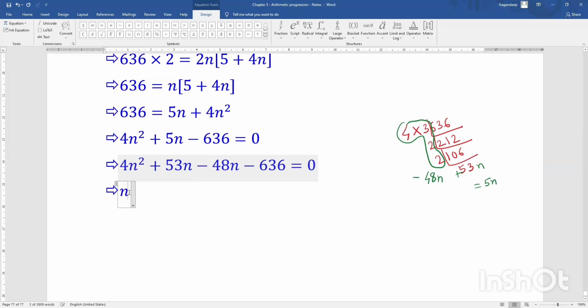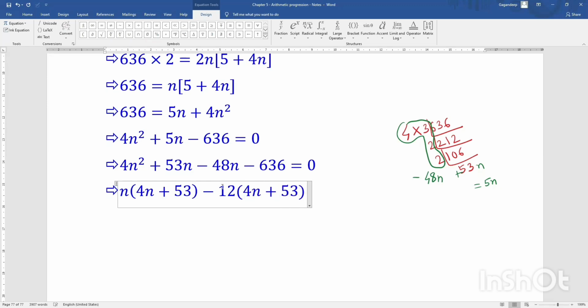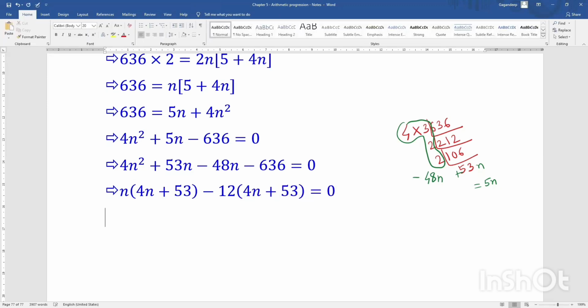So let me write that: n into 4n plus 53 minus, and then here I can take out 12 as the factor. Okay, 48. So if I take 12 as a factor, then we get 4n plus 53, bracket close, equals to 0.